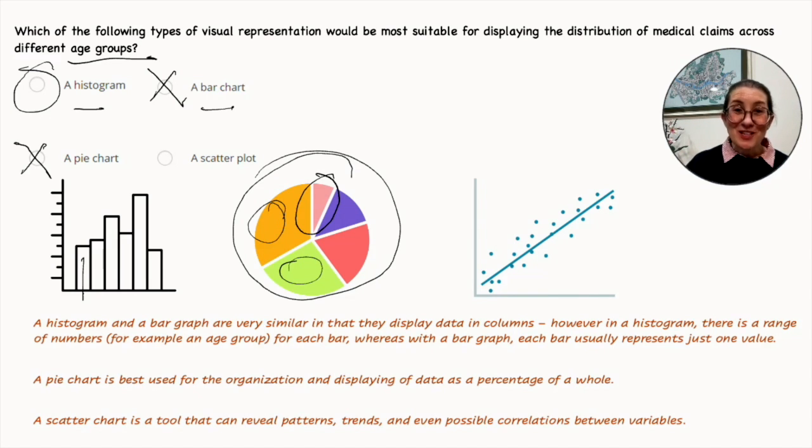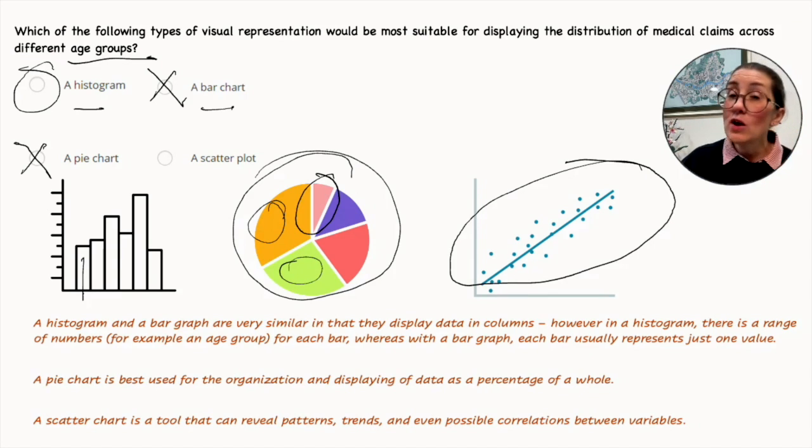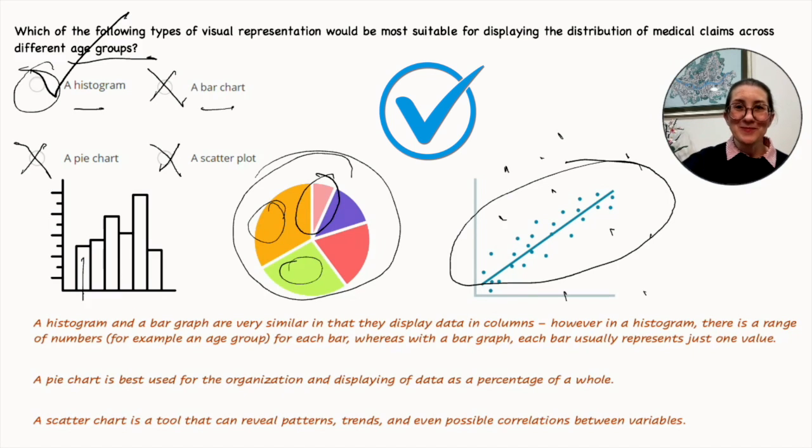Now, the scatter plot or the dot plot is a tool that can reveal patterns, trends, and even possible correlations between variables. So the one we've got here would show a very high correlation between the variables as the dots are very close together. If they were scattered more across the entire plot, on the X and the Y axis, then it would show that there was no correlation. But we're not looking for correlation here. We're looking for distribution across age groups. So it's not the right way to display that information. A histogram is. So that is what we would use here.